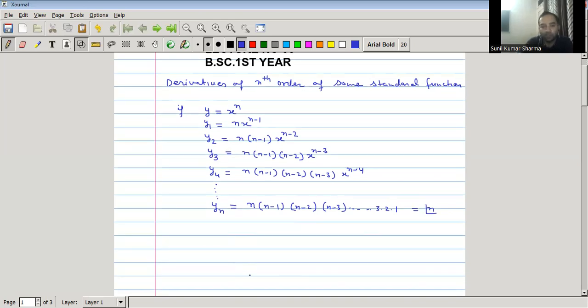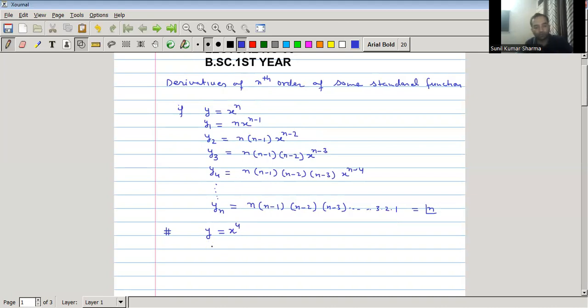So if we have y equal to x to the power n, the nth derivative of this y is n factorial. Okay, so let us consider some more simple examples. If we take n equal to 4 in the above example, then my function is y is equal to x to the power 4.